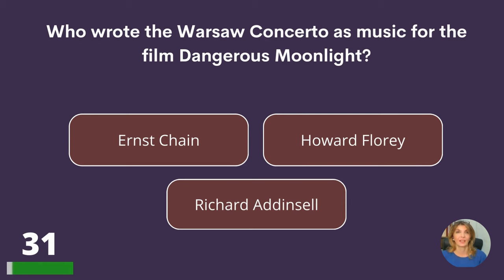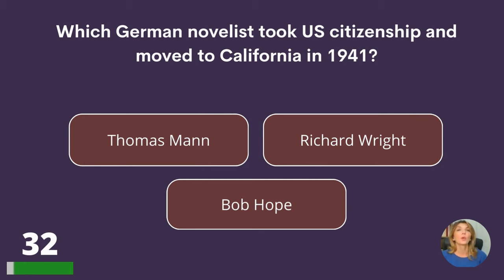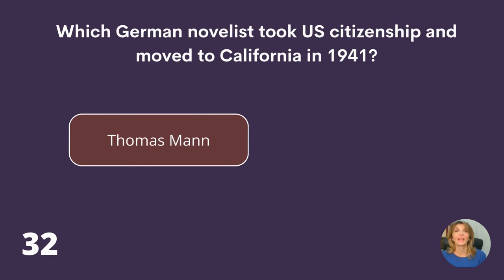Who wrote the Warsaw Concerto as music for the film Dangerous Moonlight? Ernst Chain, Howard Florey, or Richard Addinsell? Richard Addinsell. Which German novelist took U.S. citizenship and moved to California in 1940? Thomas Mann, Richard Wright, or Bob Hope? Thomas Mann.